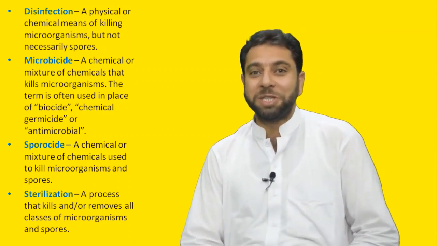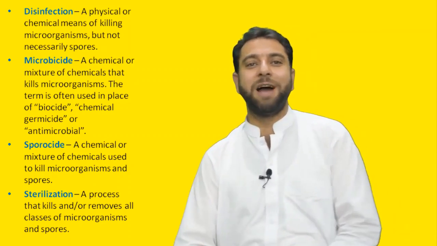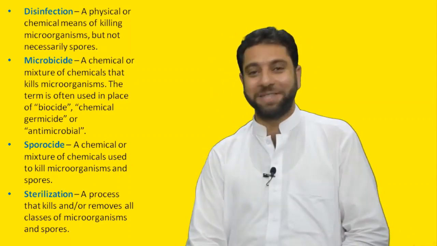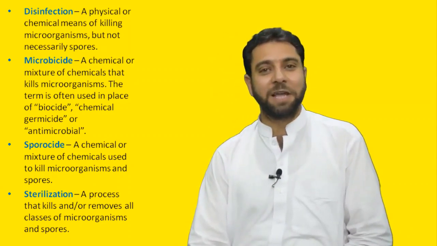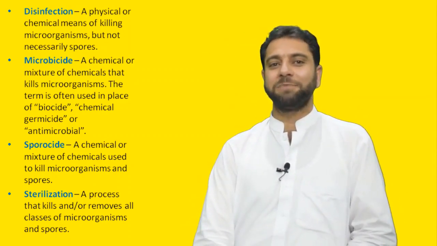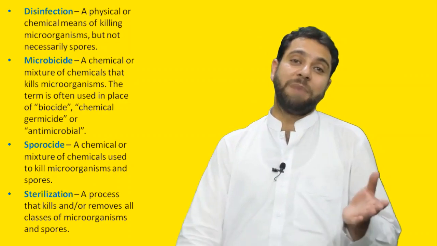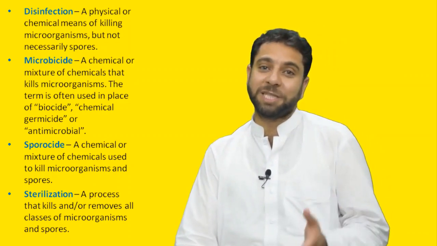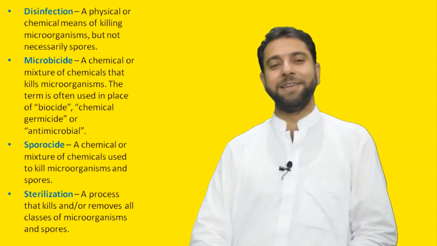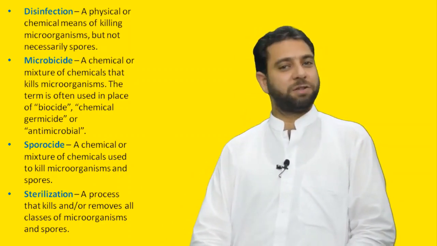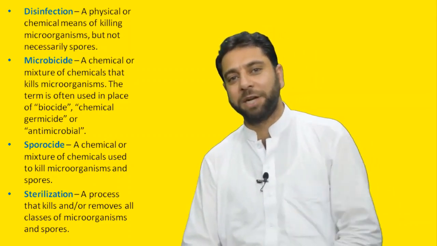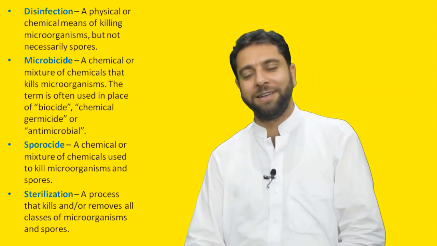There is another term which is often used in place of biocide, chemical germicide or antimicrobial, that is microbicide. So, microbicide is a chemical or mixture of chemicals that kills microorganisms. Now, if microbicide also kills spores, then it is called sporocide. Finally, a process that kills or removes all classes of microorganisms and spores is called sterilization.